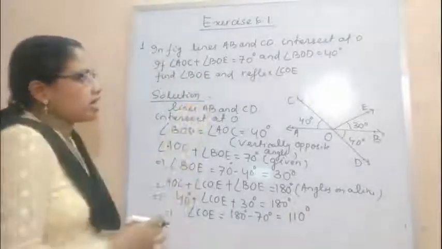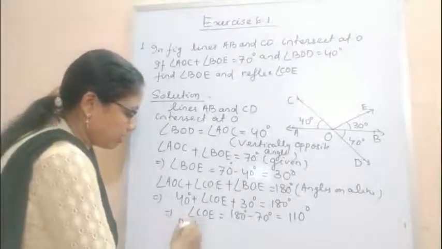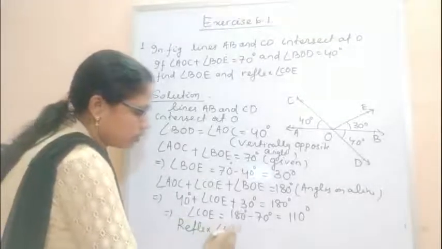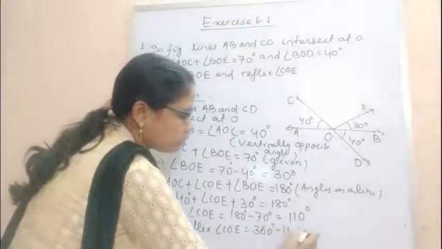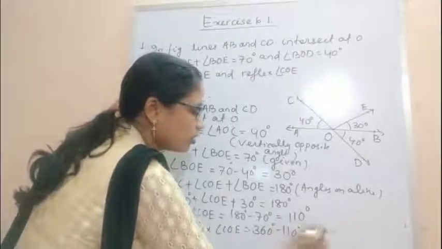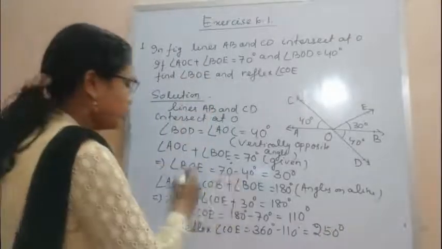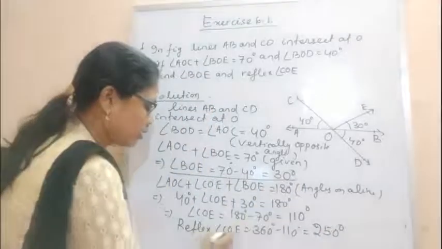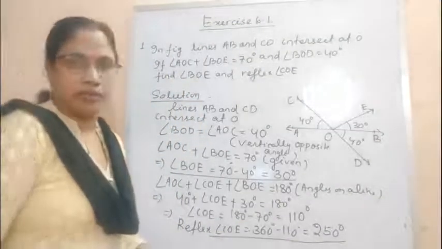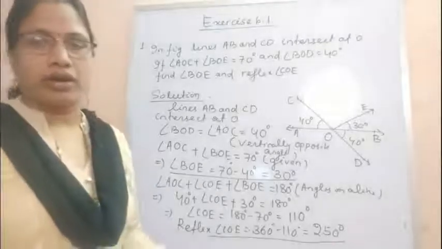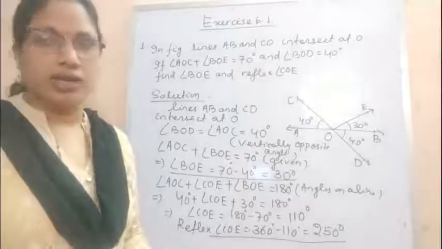But the question asks to find the reflex angle COE. So reflex angle COE is equal to 360 minus 110, that is 250 degrees. So angle BOE is 30 degrees and reflex angle COE is 250 degrees. In this way you can apply the linear pair formula and vertically opposite angles are equal.